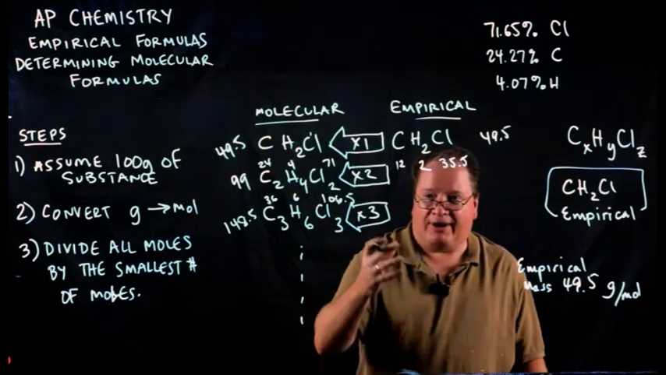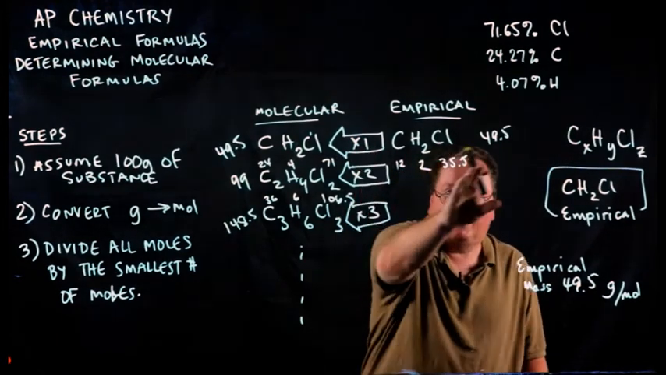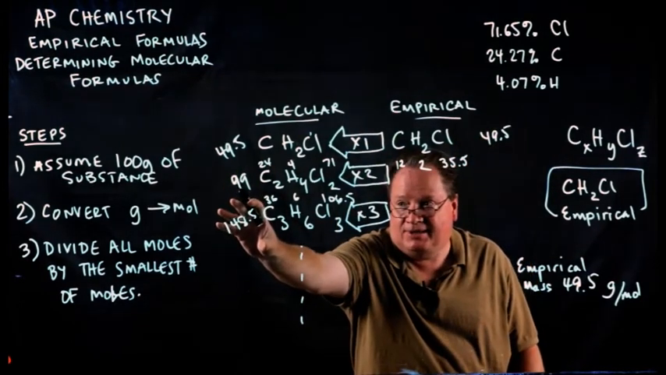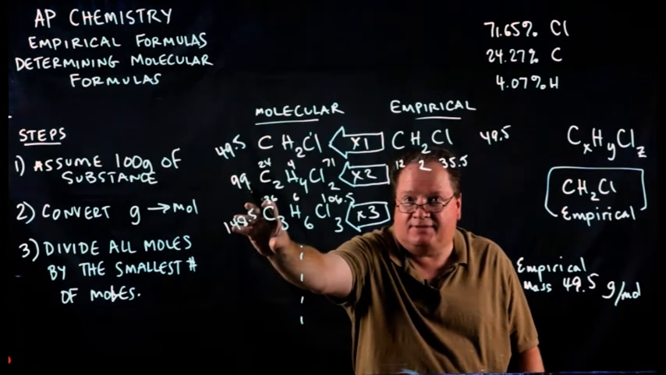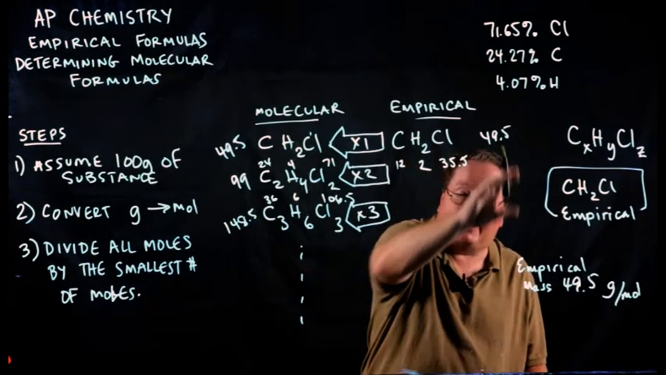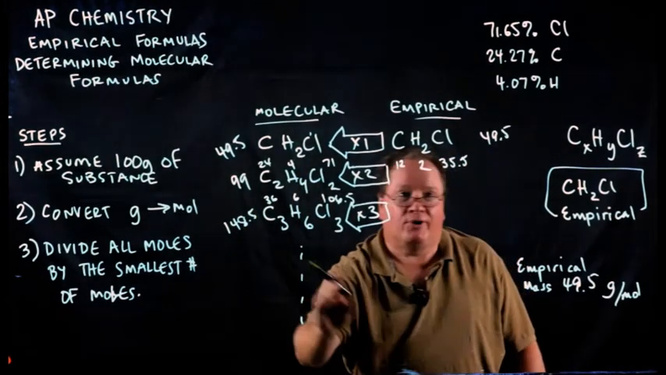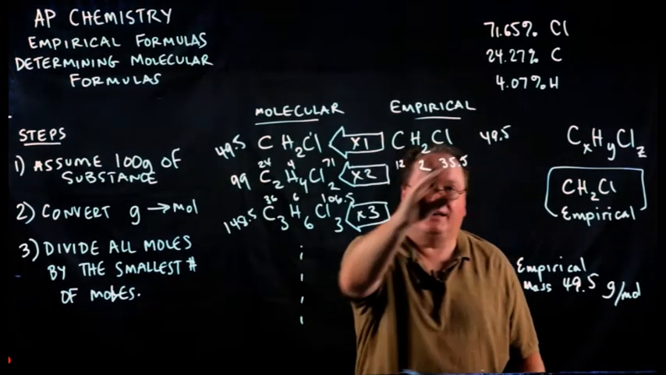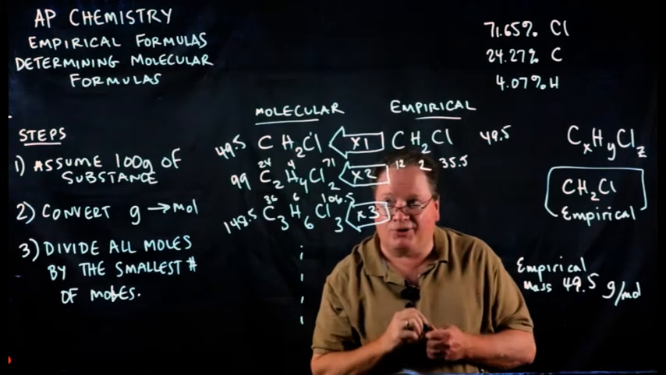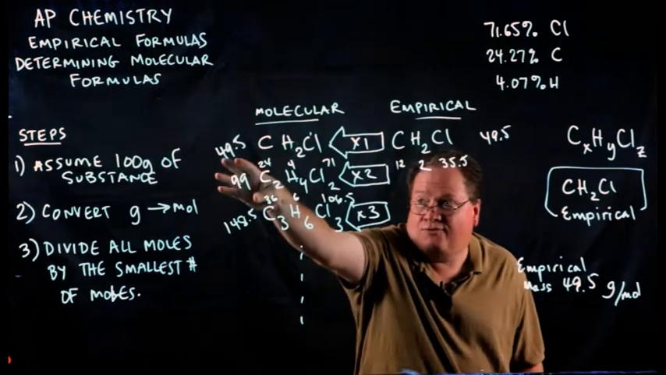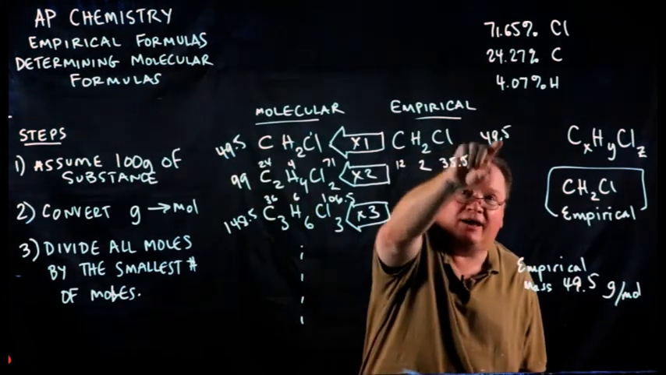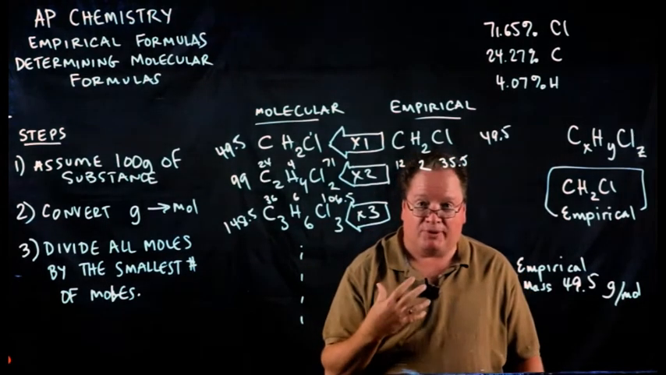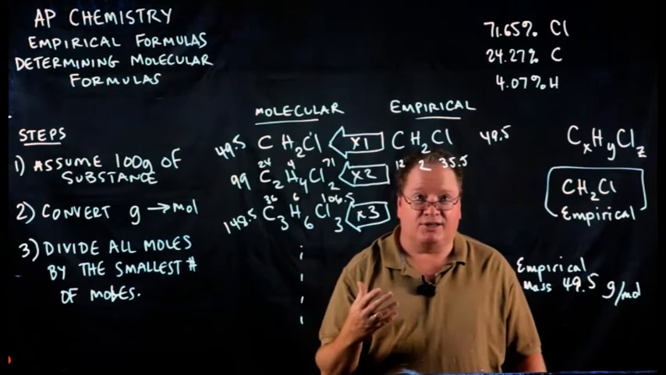How did I figure out what these multipliers were? Well, you think about it, I took the molecular mass that was given, and I divided it by the empirical. 148 divided by 49.5 is 3. 99 divided by 49.5 is 2. 49.5 divided by 49.5 is 1. We have to figure out the multiplier, and to do it, we're just going to use those two masses.